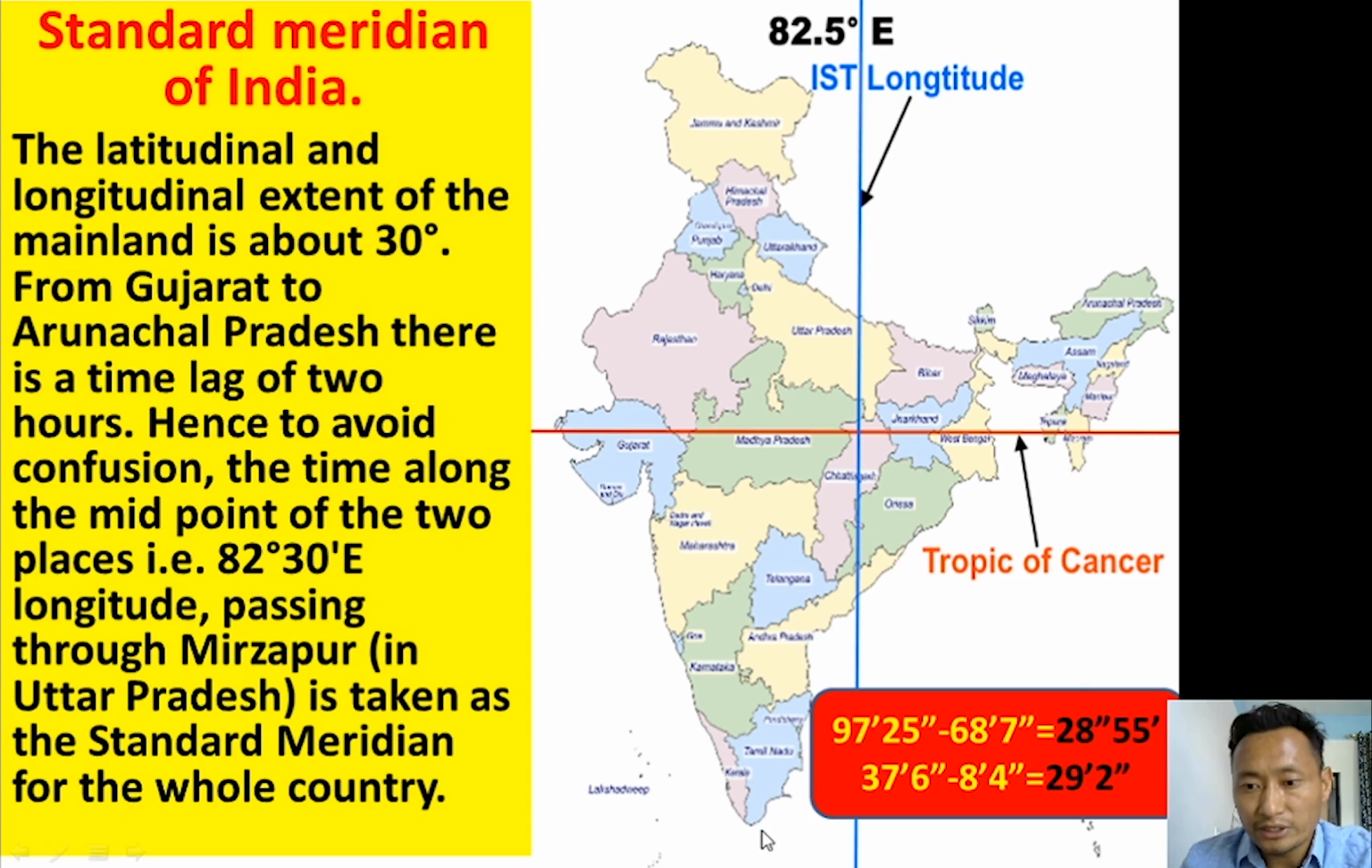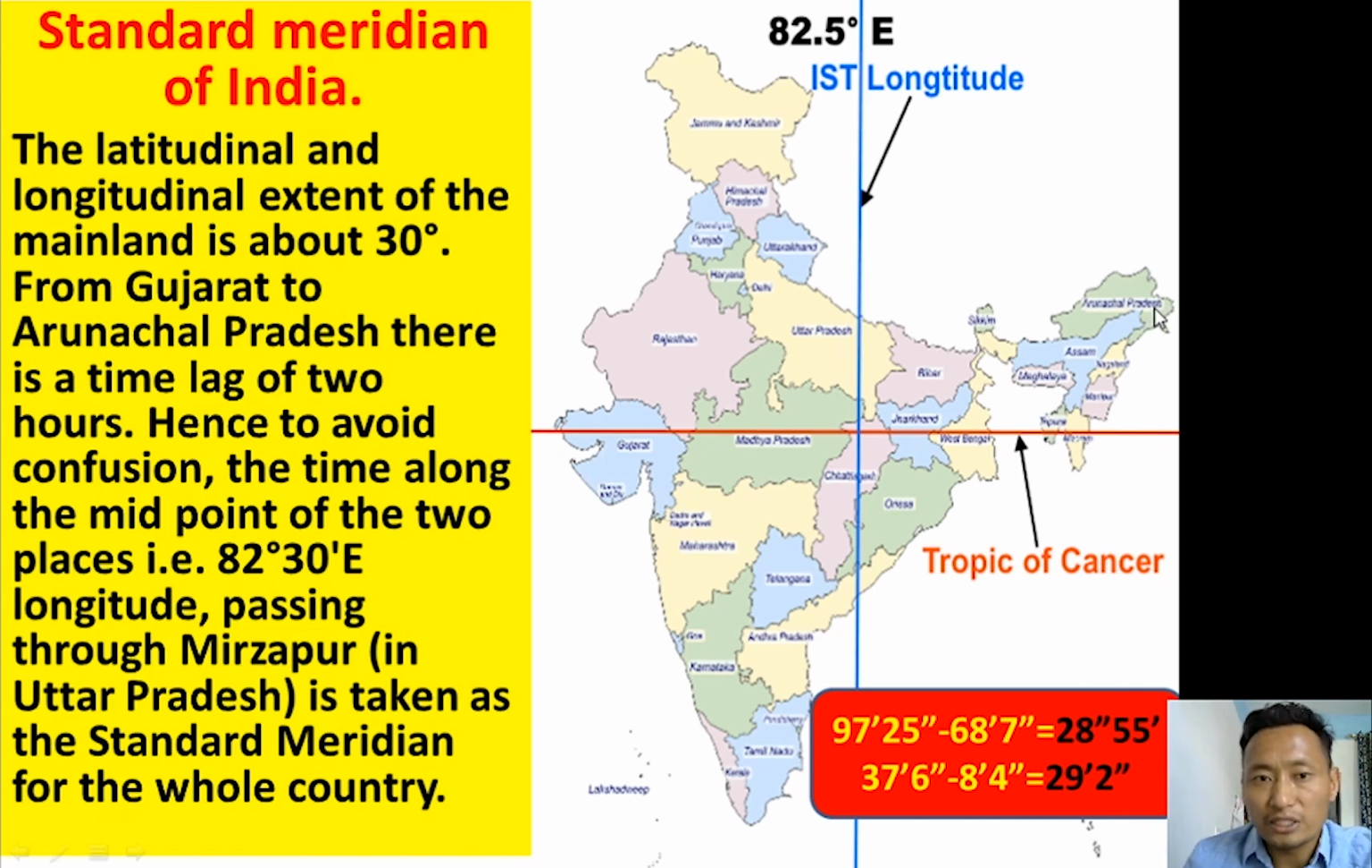The southernmost point of India touches at latitude 8 degree 4 minute north, and the northernmost at 37 degree 6 minute north. If we subtract these two, it gives 29.2, almost 30. So the latitudinal and longitudinal extent of mainland India is almost 30 degrees.